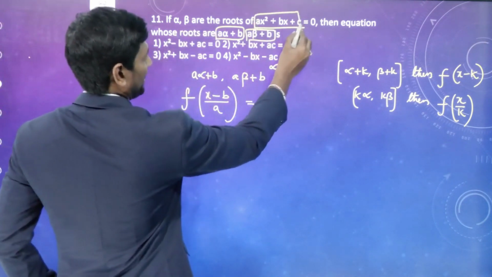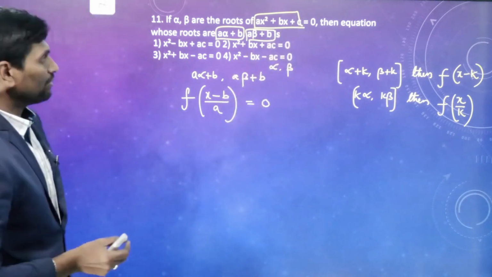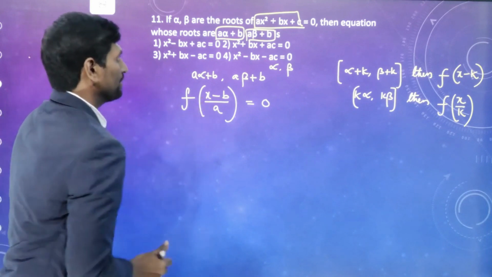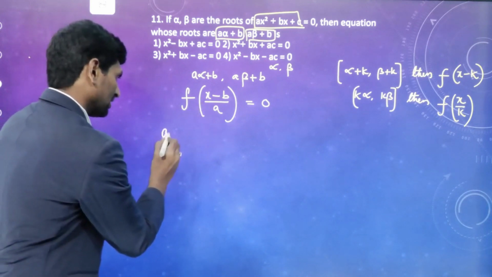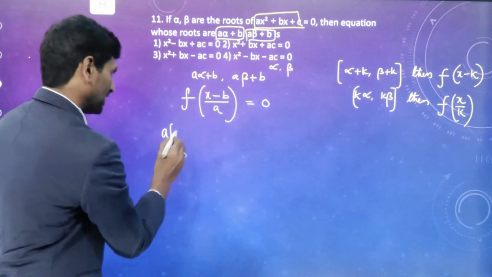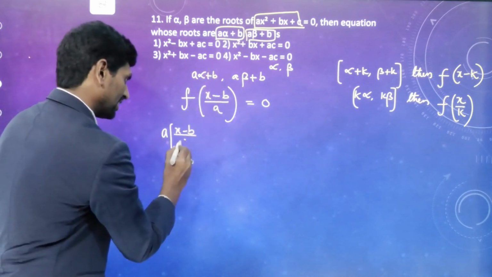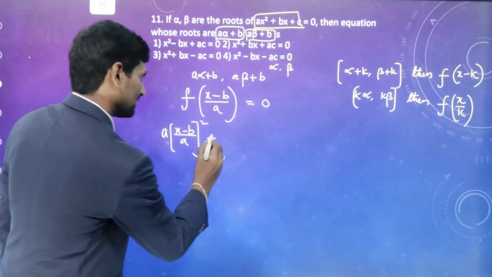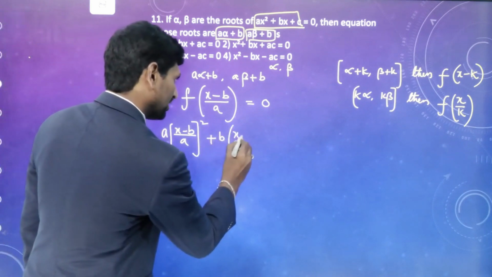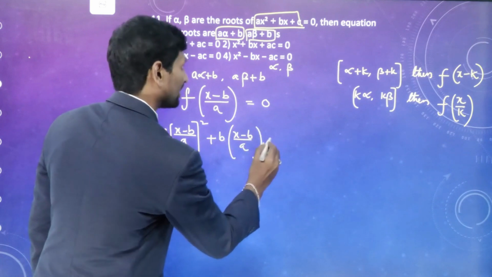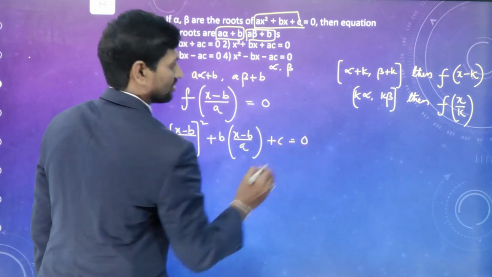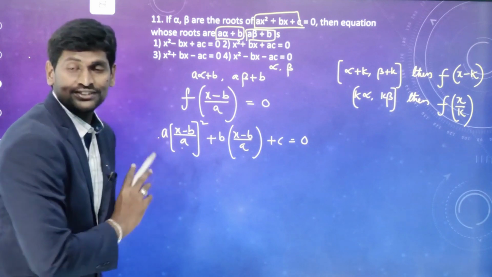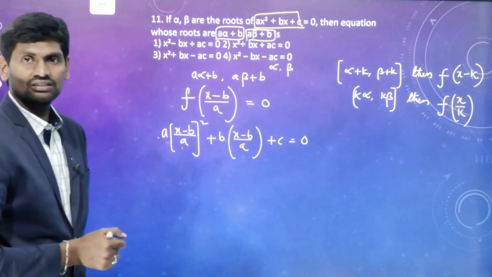So what is the equation here? Ax square plus bx plus c equals to 0. So in the place of x, just substitute x minus b by a. That implies in the place of x square, x minus b by a whole square plus b into x minus b by a plus c equal to 0. Now can we cancel here a and a, one is numerator and one is denominator? Can we cancel like this?